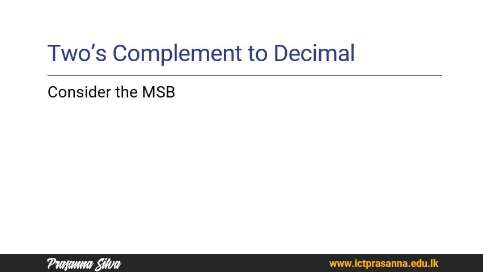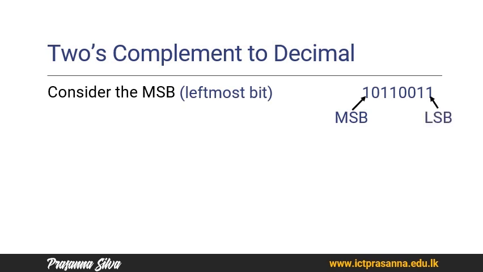So in this matter, the first thing that we consider is the most significant bit, which is the leftmost bit in a given bit sequence. To explain that, if you consider an example of such a binary number, the leftmost bit in this case is this 1, and that is known as the most significant bit, and the least significant bit would be the rightmost bit, which carries the lowest positional value.